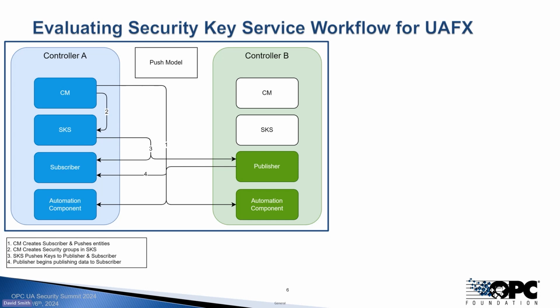So in this picture, we decided that we would have a security key service, which is the key distribution mechanism for PubSub security, on the establishing controller or controller A. And this security key service would be configured by the internal connection manager, and then would be responsible for distributing keys to the publisher and subscriber in the network. So this is consistent with the connection manager workflow.